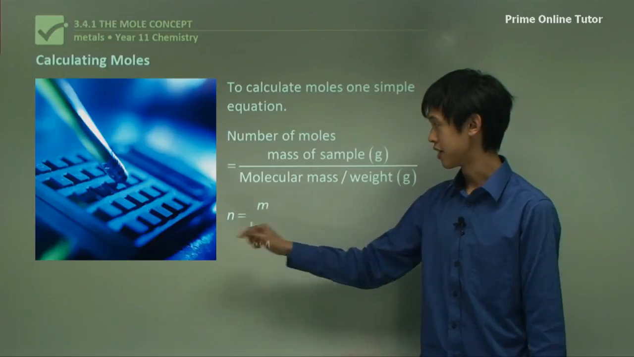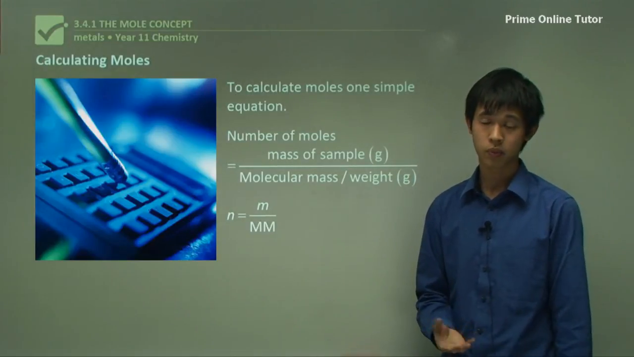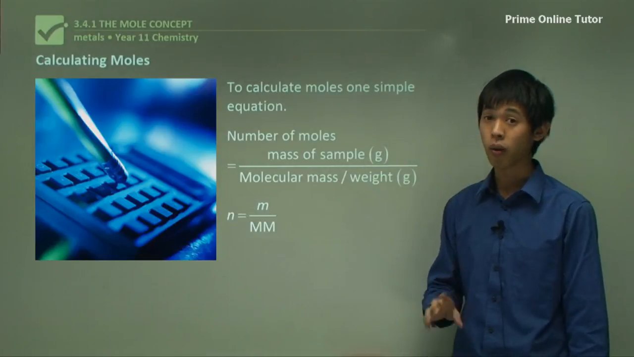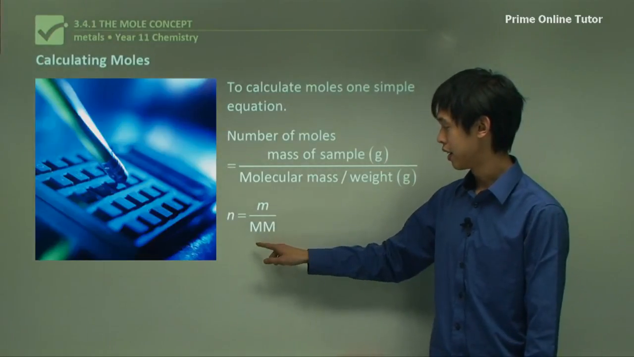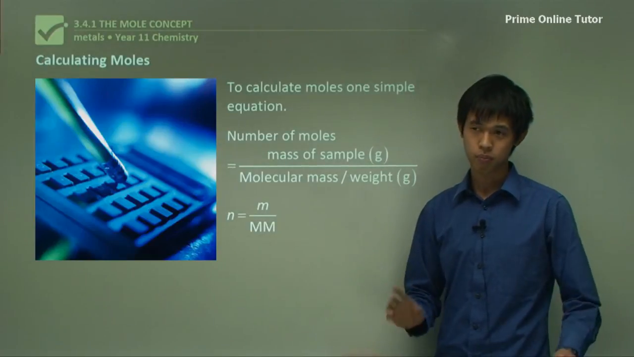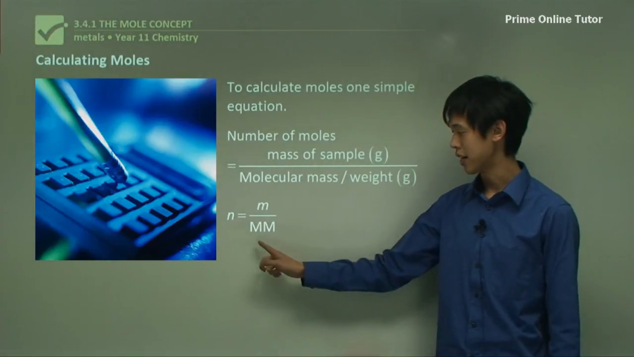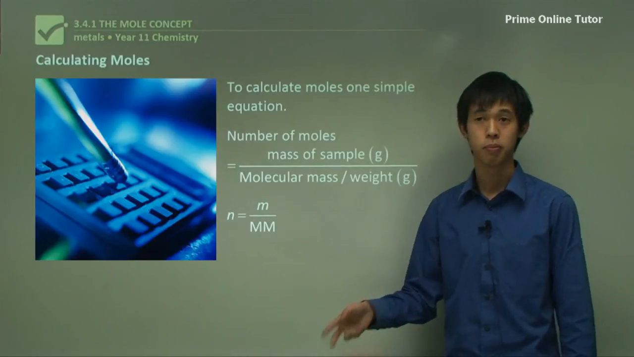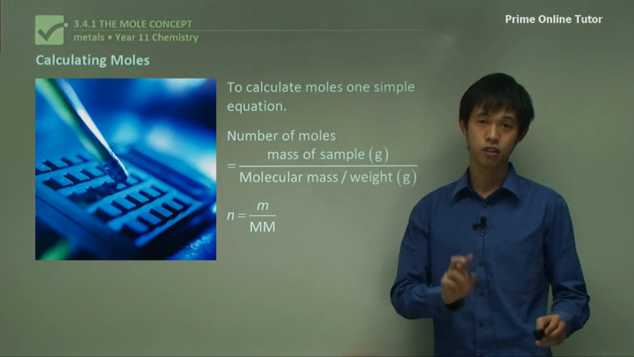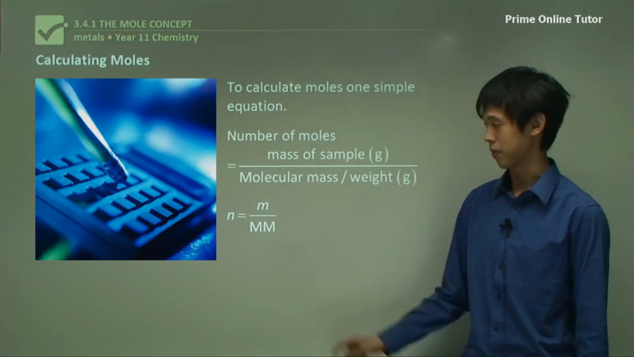So N is the symbol we give for moles. Little m is the mass of the sample. So little m is always the mass of the sample. And sometimes it's just capital M, one capital M, but because I find that confusing sometimes, I use two capital M's for molar mass. Okay? So molar mass can be one capital M, but I like to use two just to avoid confusion. Okay?